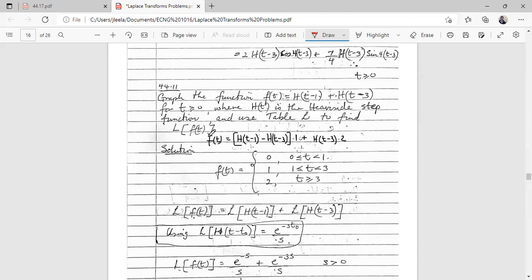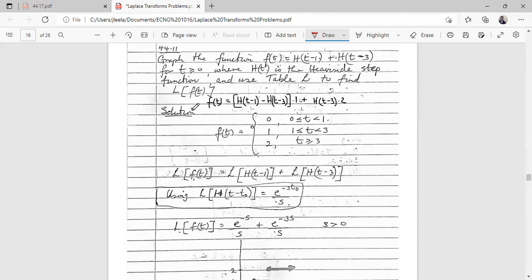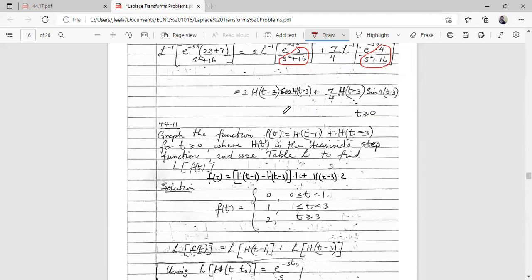Okay, graph the function f(t) equal h at t minus 1 plus h at t minus 3 for t greater or equal to 0, where h(t) is the Heaviside step function, and use table L to find the Laplace transform of f(t), right? So what you have here is the sum of 2 functions. Now, this first function here, right?